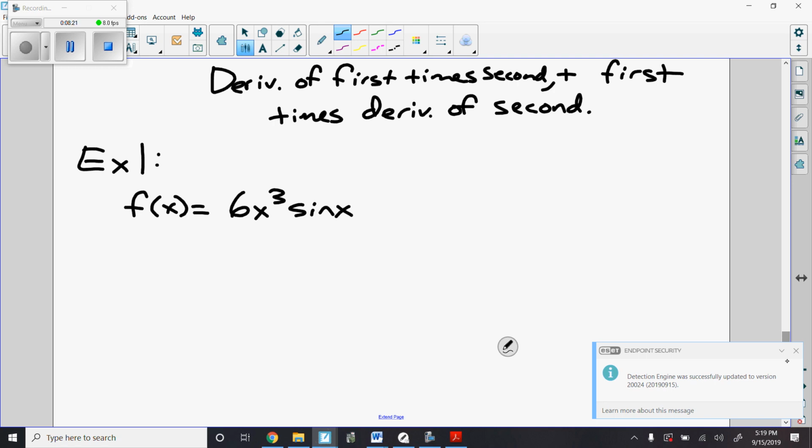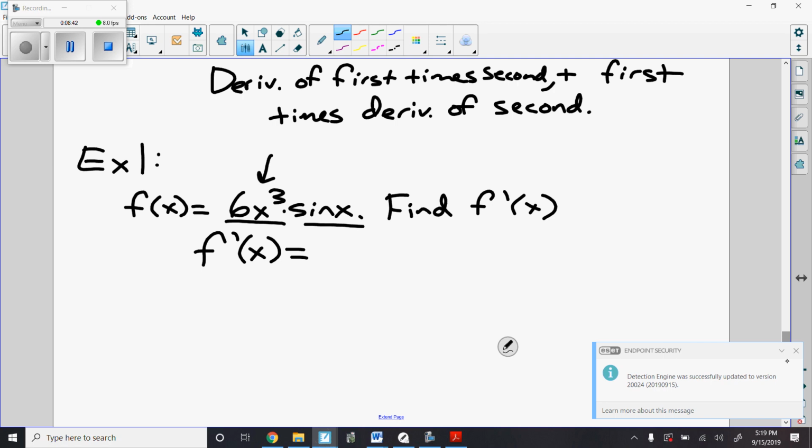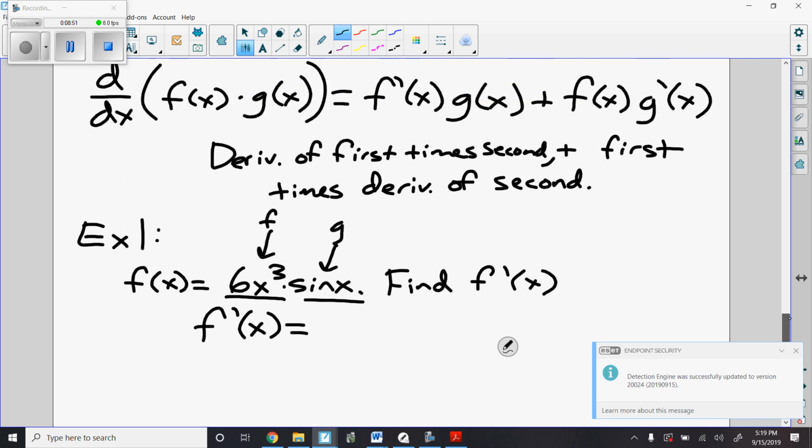Okay, so let's say f of x is 6x cubed sine x. I'm going to ask you to find f prime of x. F prime of x then will be, well again, this is my first term, and then the multiplication of the second term. So in my formula, this is like f, and this is like g. And you don't have to label them that way. But it'll help us kind of follow the pattern here.